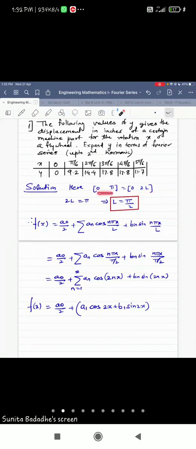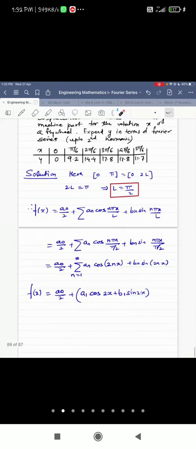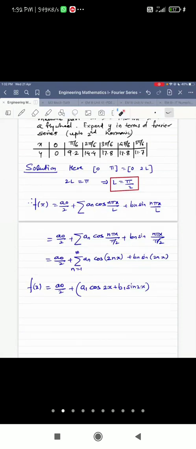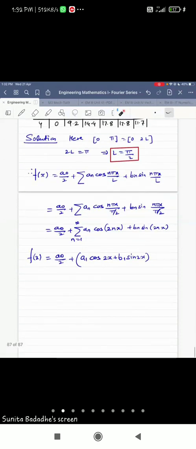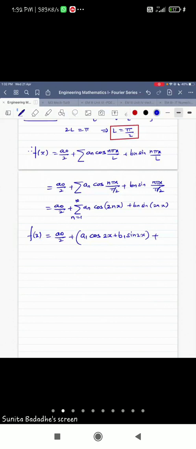Is it clear, Vaibhav? So we are getting L equal to pi by 2. And then we have this type of term. Okay, now the first harmonic is a1 cos 2x plus b1 sin 2x. Second harmonic is a2 cos 4x plus b2 sin 4x. And such kind of infinitely many terms are there, but we want only two harmonics. So only two terms are written.